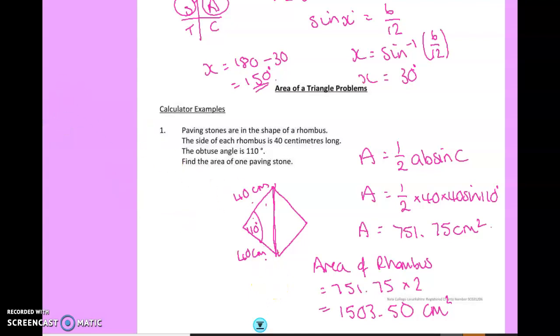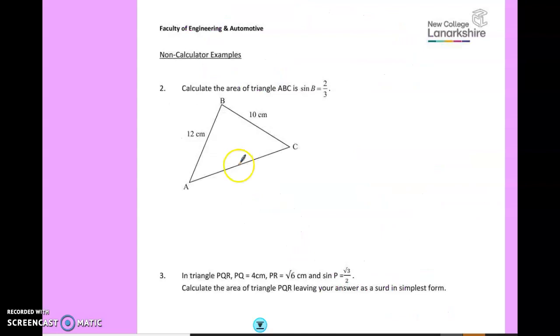Come on, page. Okay, I want to calculate the area of the triangle if sine B is 2/3. Okay, so we've taken whatever that angle is, we've done sine of whatever that angle is, and we've got 2/3. Okay, so we've dealt with the sine part.